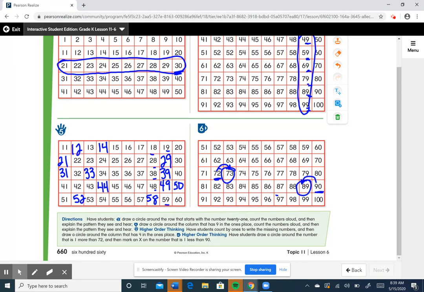All right, kindergarten, you need to finish the other page, front and back. That is all you have to do today.